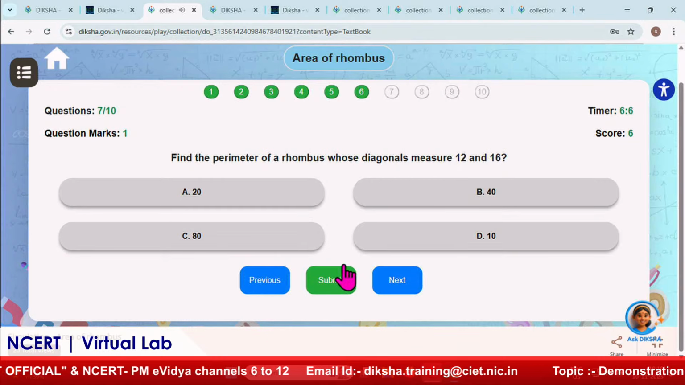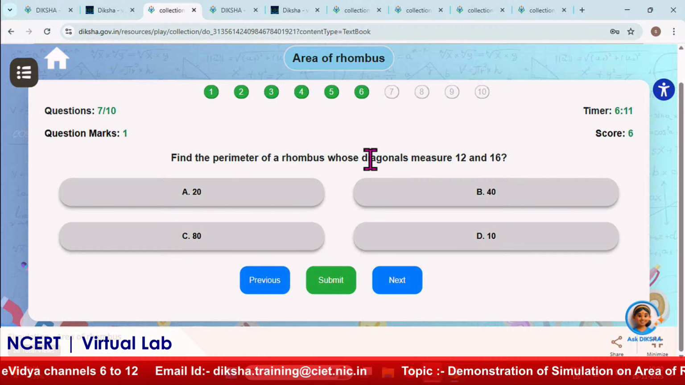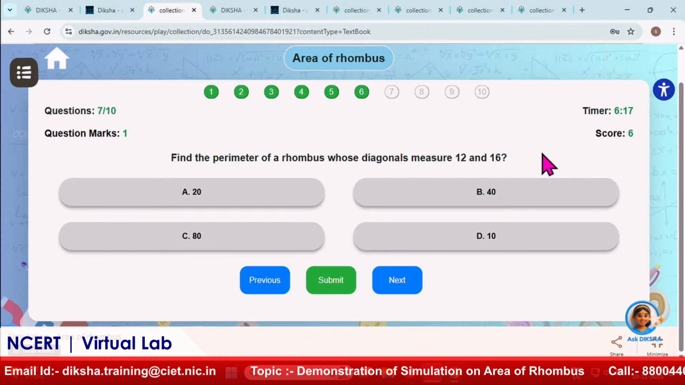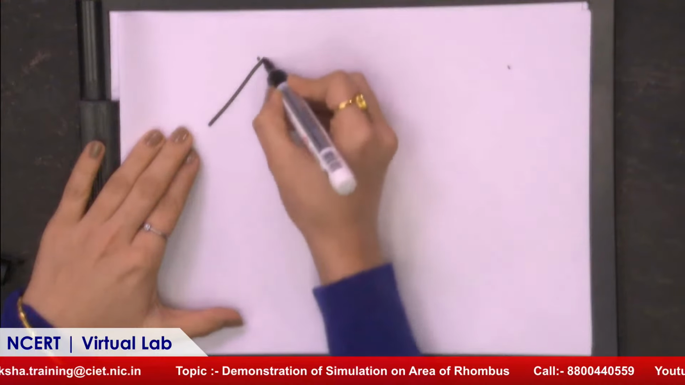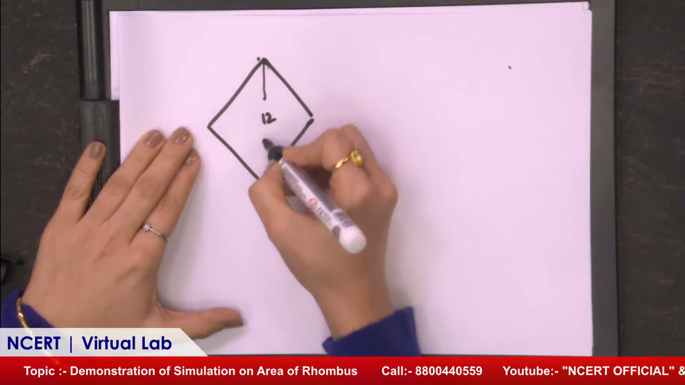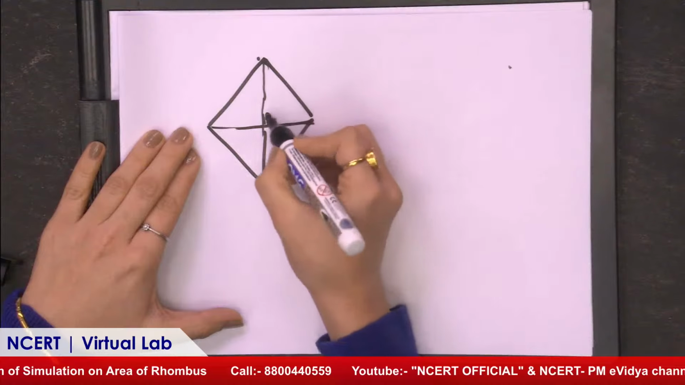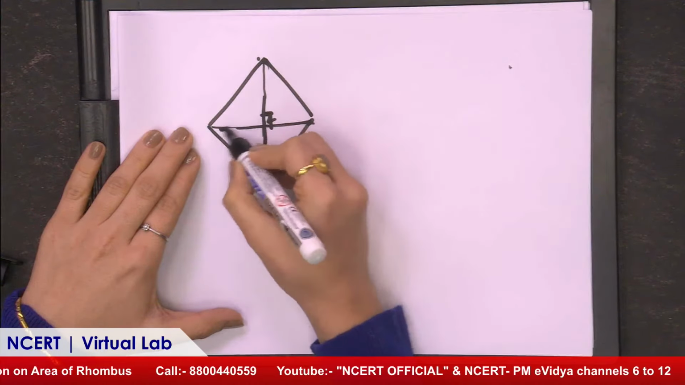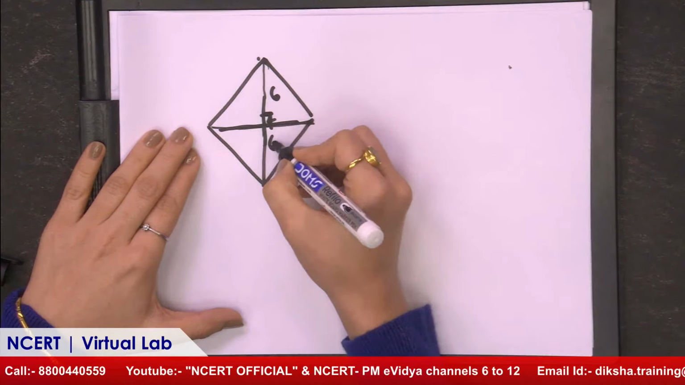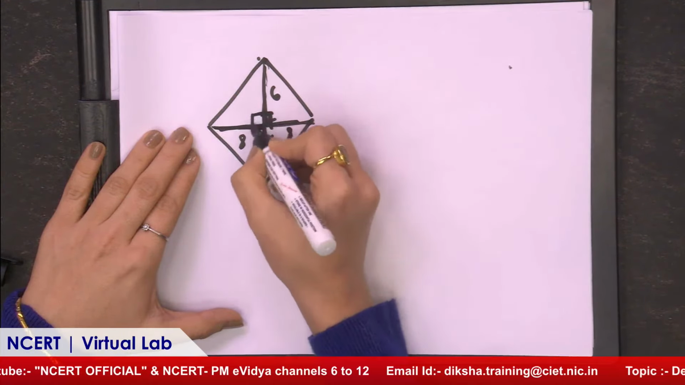Now again it's a very different question and the question is given as: find the perimeter of a rhombus whose diagonals are given. So for this question we have to understand the figure of the rhombus. So this is the figure of the rhombus in which the first diagonal is 12 and the second diagonal is 16. By the property we just learned, the diagonals perpendicularly bisect each other. That means if it is 12 then this is divided in two equal parts, 6 and 6, and again this is 8 and 8. So this side is 6, this side is 8 and this angle is 90 degrees.